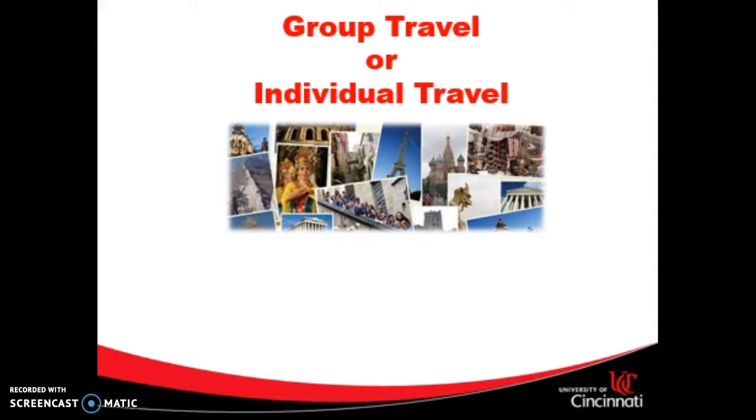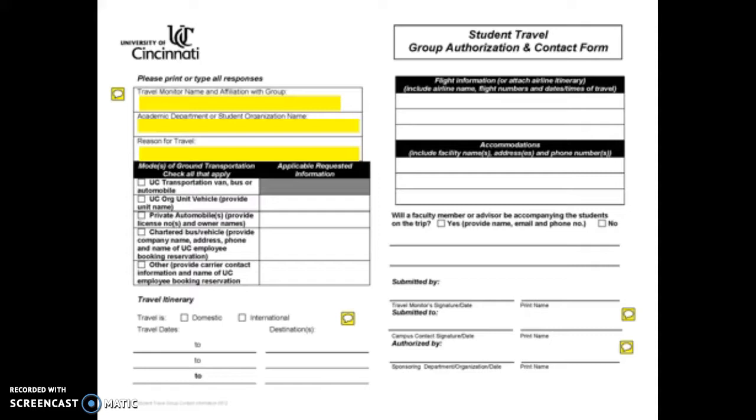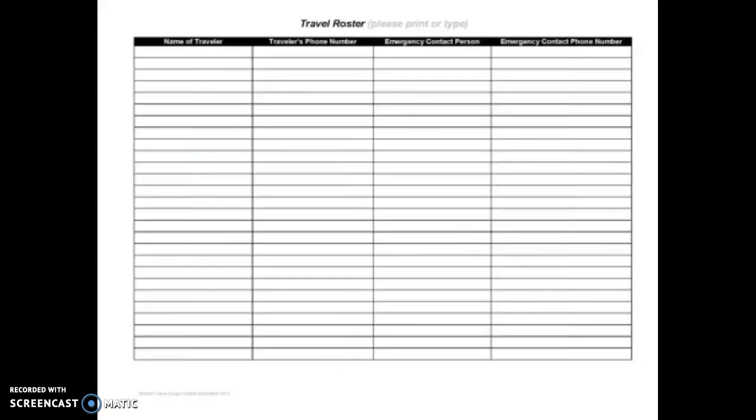These are the forms and steps needed when requesting travel. First, the travel authorization form must be filled out by your treasurer and signed by your advisor and treasurer. Don't forget to include a travel roster with your students' M numbers.